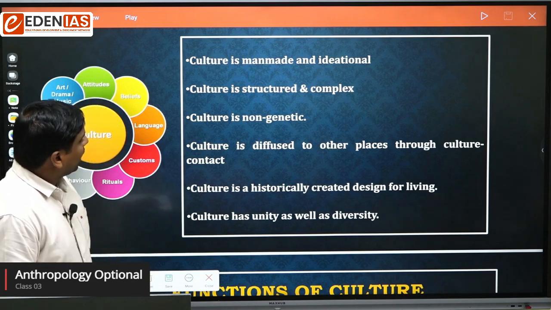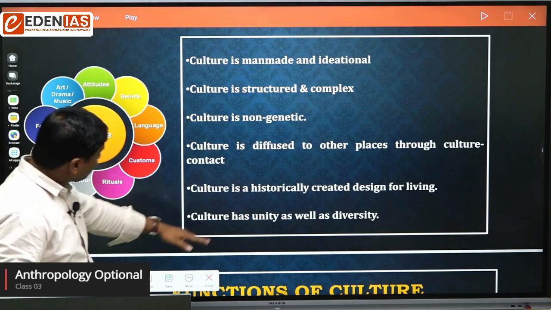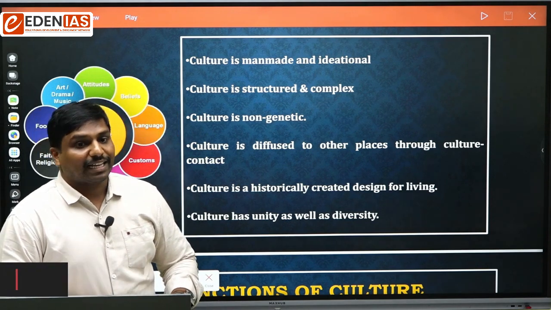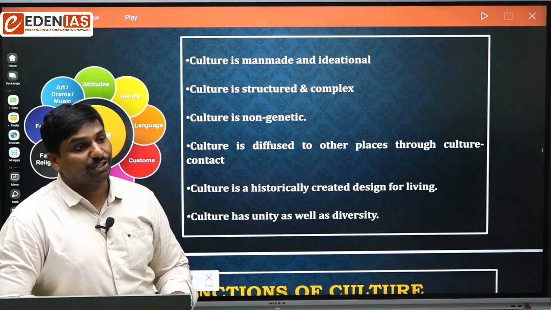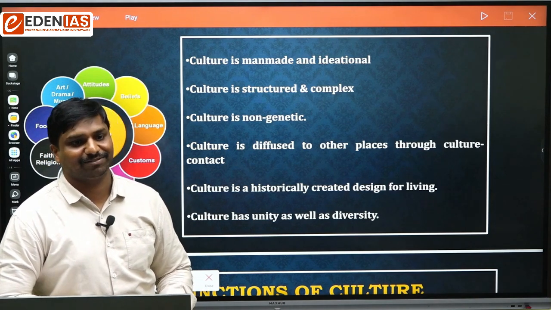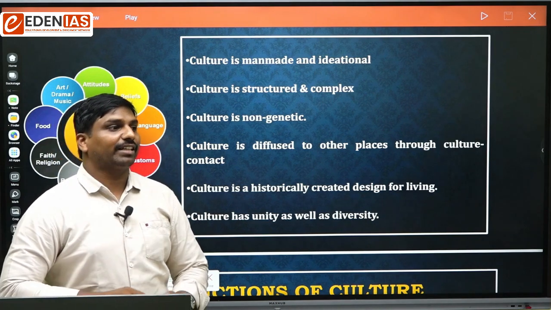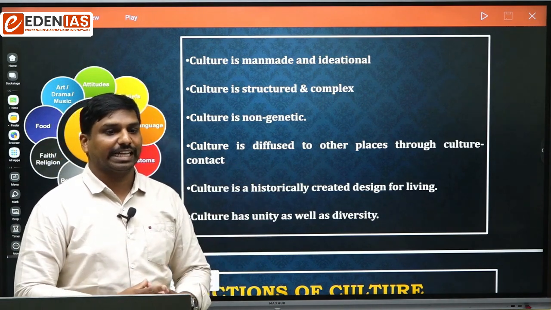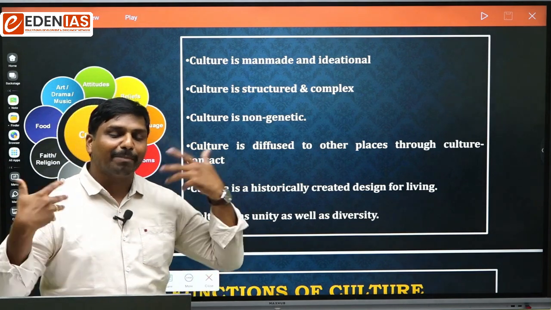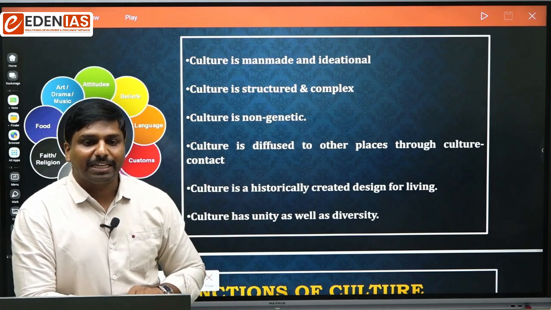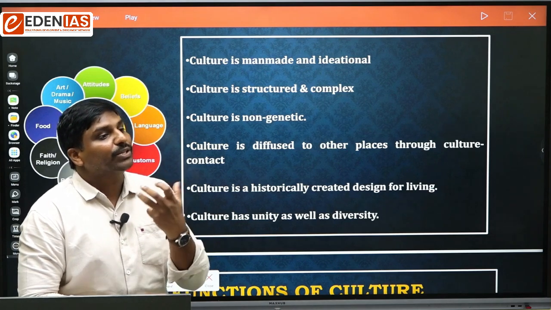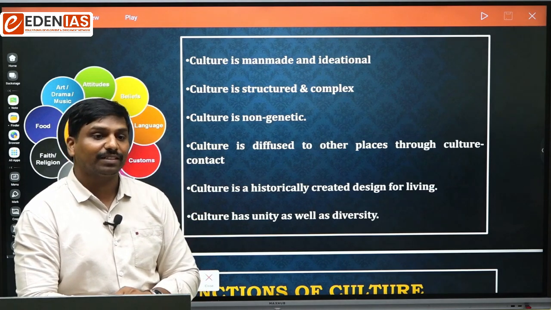Then if you want to say the last characteristic, culture has unity as well as diversity. Culture is known for unity and diversity. If you look from India's perspective, India is known for unity in diversity. Though there are diverse cultural practices, as India is multi-ethnic, multi-religious, multi-linguistic and multicultural, still we have a common unity. That means we are united by the feeling of being Indians.